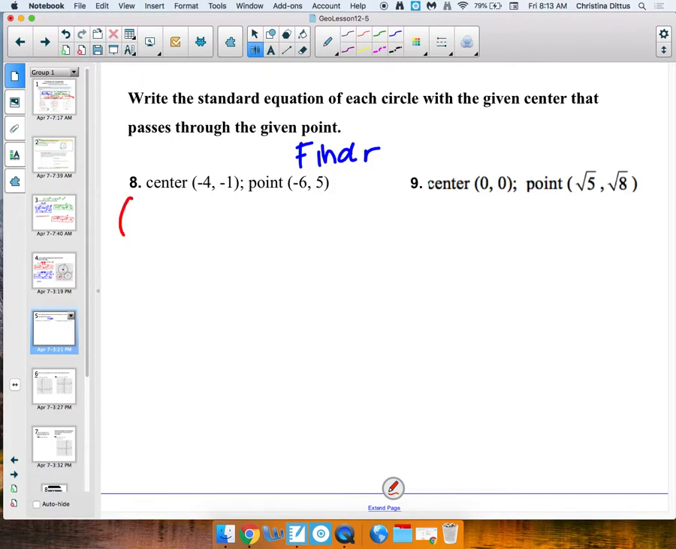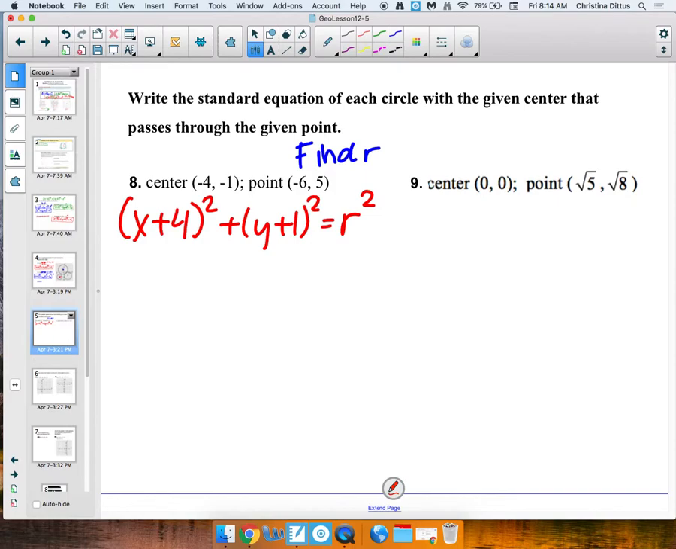X plus 4 squared plus y plus 1 squared equals... Okay, everybody good there?